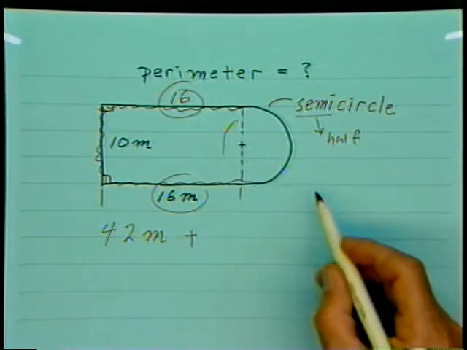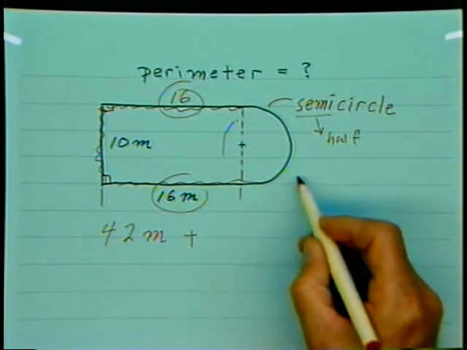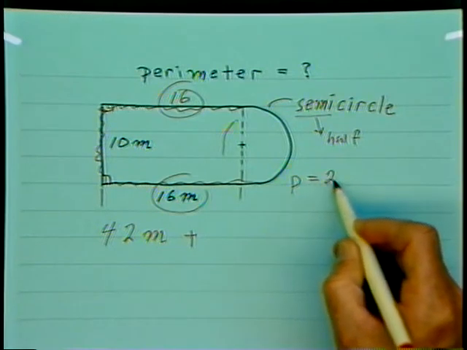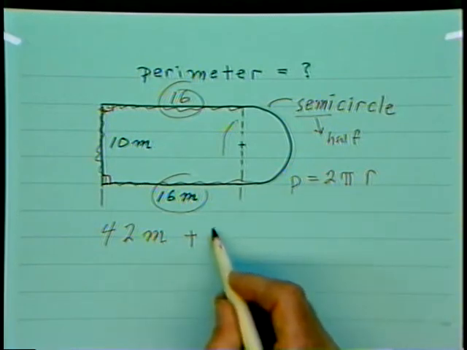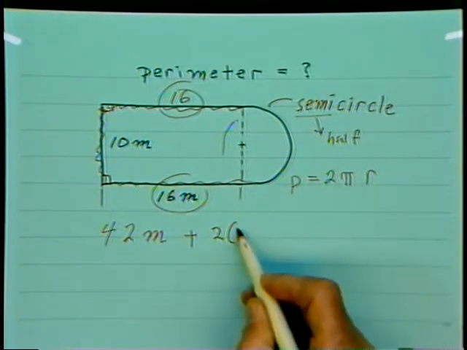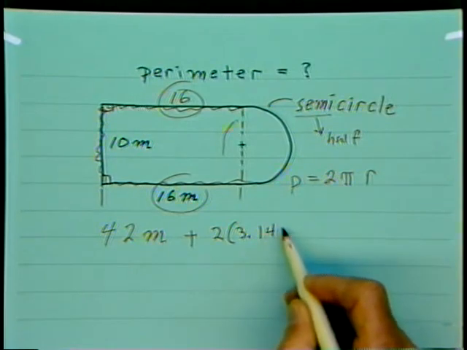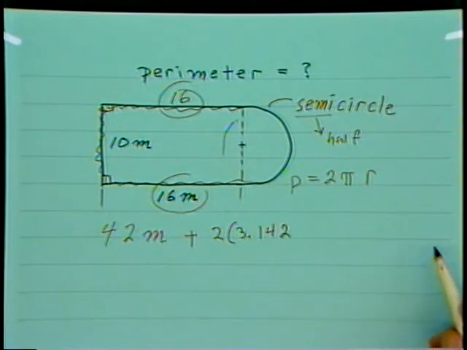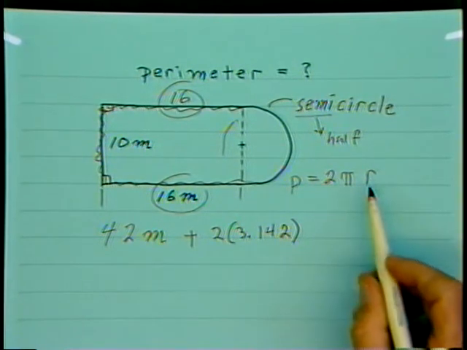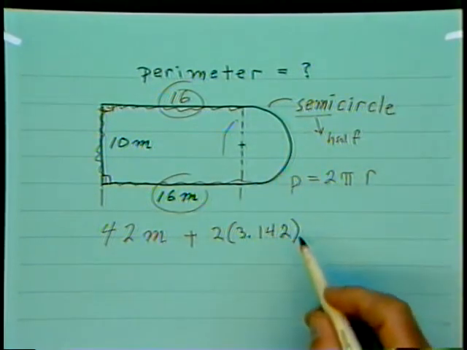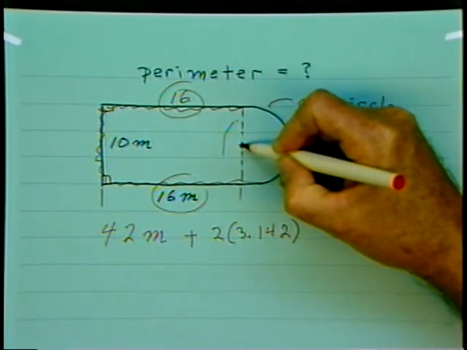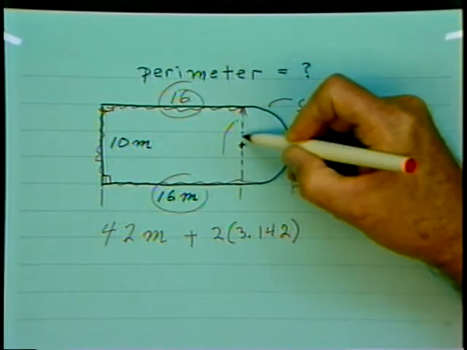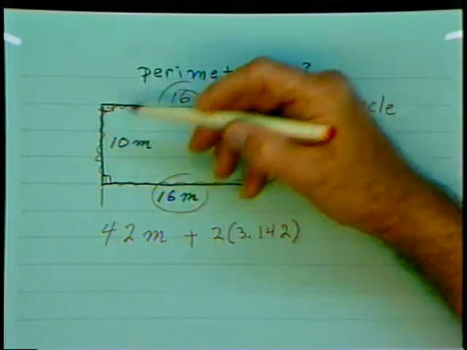But to that we have to add this half circle. Well, we know that the perimeter of a circle is 2 times pi times the radius. We have the 2. The pi, let's use 3.142. Now the radius, apparently they don't tell us that. But remember that radius is a distance from the center to the edge of the circle, which is half of this side, which is 5.